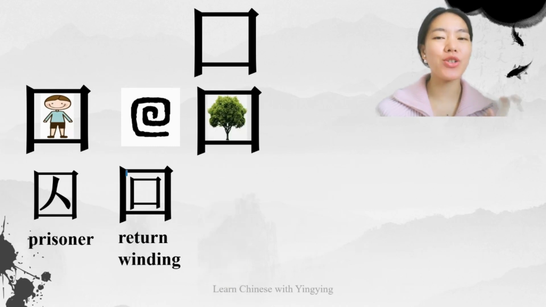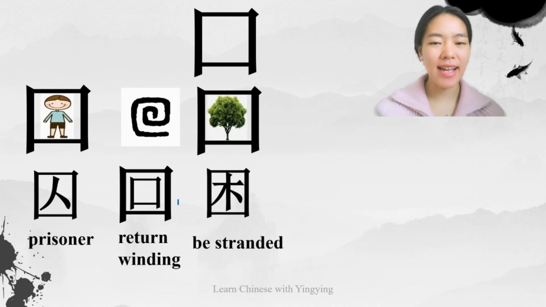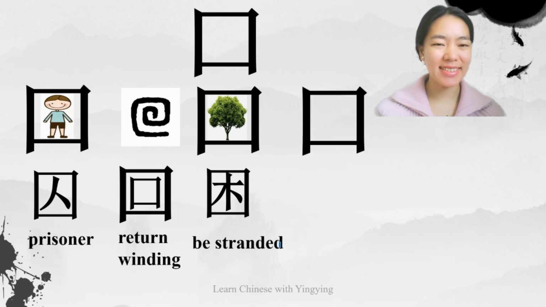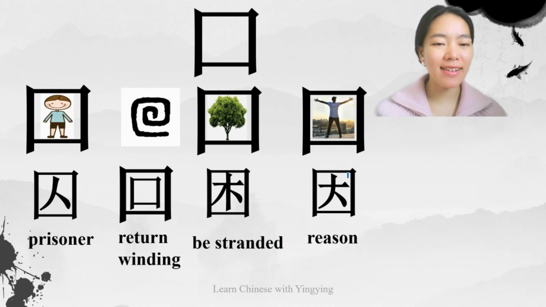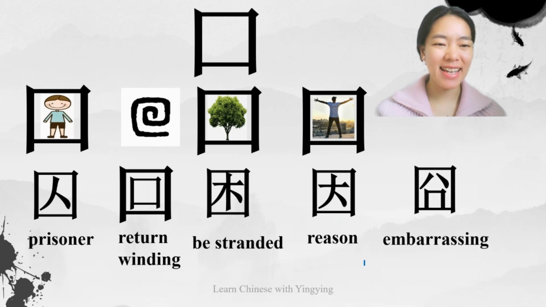And if you put a tree inside a square, it becomes this word, and it means be stranded. And if you put the word 大 inside a square, it means reason. And this word is interesting. It looks like an embarrassing face, and its meaning is also embarrassing. Let's have a closer look at each individual word.